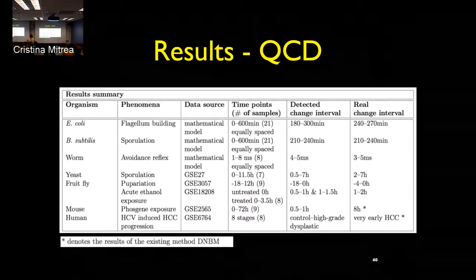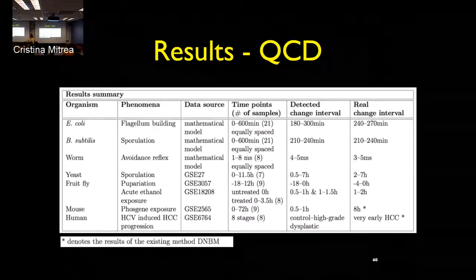And for each dataset, we marked these data sources. If the data source is a mathematical model, that means it was synthetic data. We generated that to have controlled data that we can actually evaluate our method on. And then we had 5 data sets where it was a more noisy data set coming from real gene expression data.